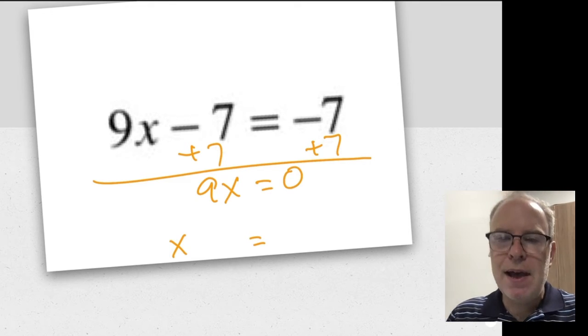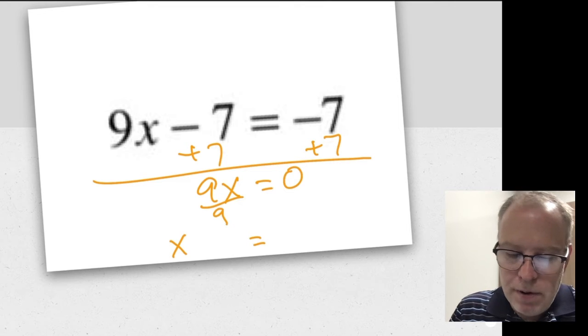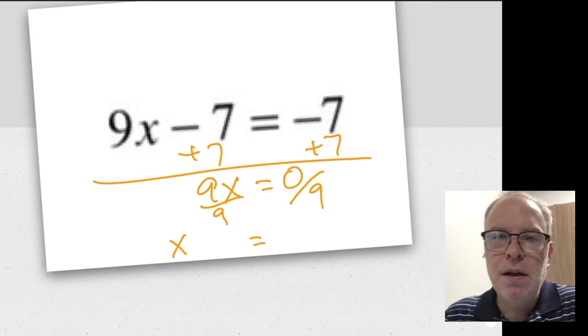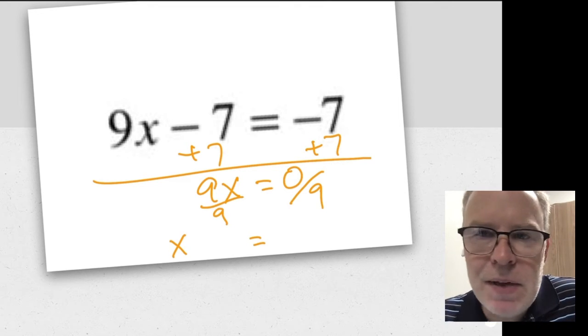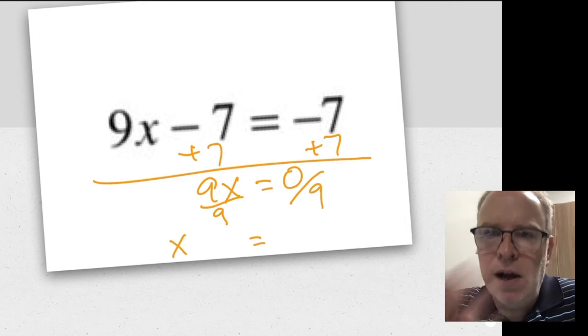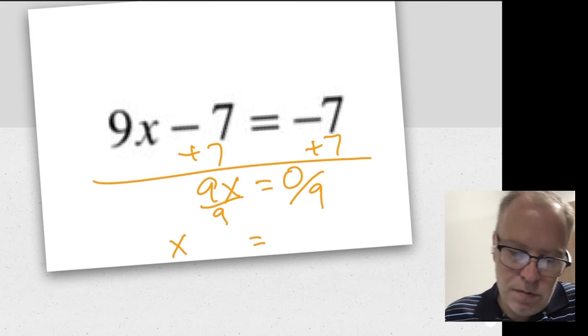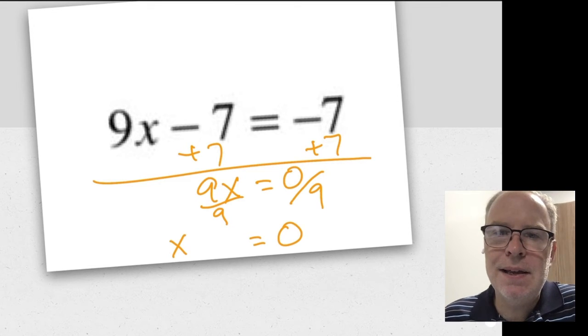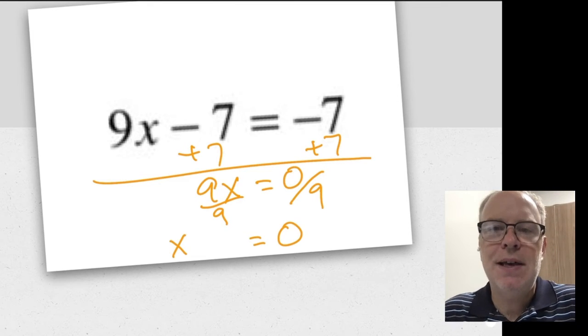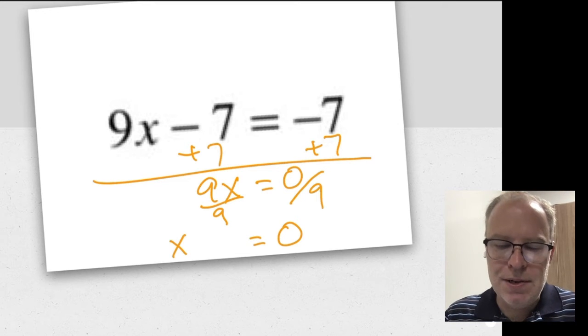Now, let's get rid of the 9. Let's divide by 9. Wait, can we do that on the right side? Sure. If you don't have anything and we divide it among ourselves, what does everyone get? 0. So 0 divided by 9 is 0. The answer here was x equals 0, and that's a number 2.